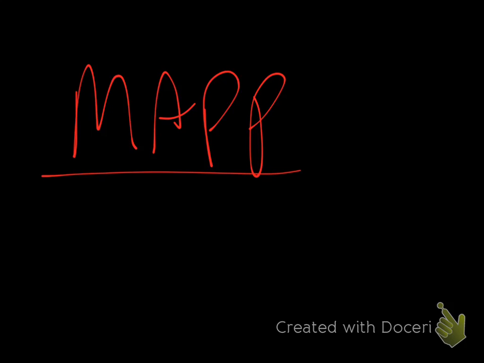M-A-P-P. It's a trade name, and I forget what it means. I don't remember what it means. And I didn't used to know what MAP gas was until Mike showed up with his propane-powered potato cannon.